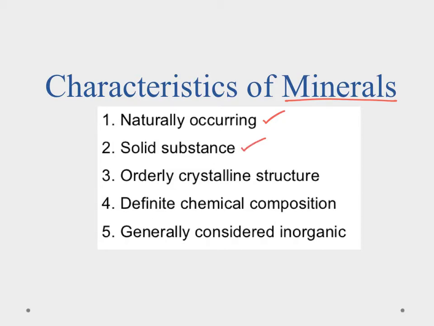It has to be a solid, so liquids and gases don't count. It's only solids here. It has to have an orderly crystalline structure, which means that it's going to have a crystal shape to it, and how it lines up is going to be based on its composition. Now, speaking of composition, it's going to have a definite chemical composition. So all samples of a mineral are going to be made up of the same elements, the same ratio. So it's going to have the same chemical composition. And then finally, they're generally considered to be inorganic. And we'll talk about in the lesson a couple of them that are organic in nature. But for the most part, that means they do not come from a living thing. Okay, so for it to be a mineral, it has to have all 5 of these characteristics.